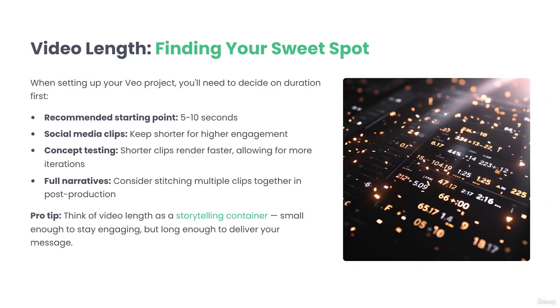When you open the Veo interface and enter your prompt, you'll typically see an option to choose how long the video should be, usually ranging from a few seconds to around a minute. It might be tempting to go for the longest possible duration, but remember, shorter clips are often more powerful, especially if you're testing a new concept or creating content for social media. Think of video length as a storytelling container, small enough to stay engaging, but long enough to deliver your message.